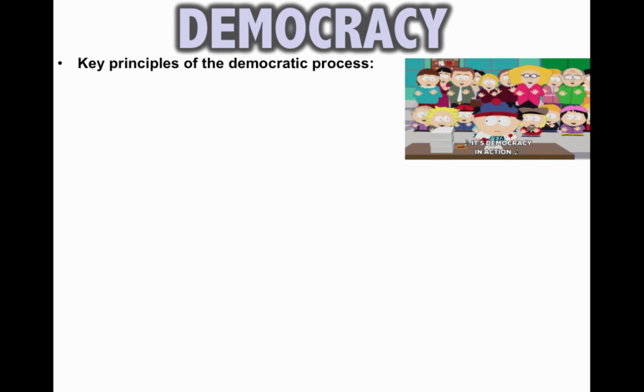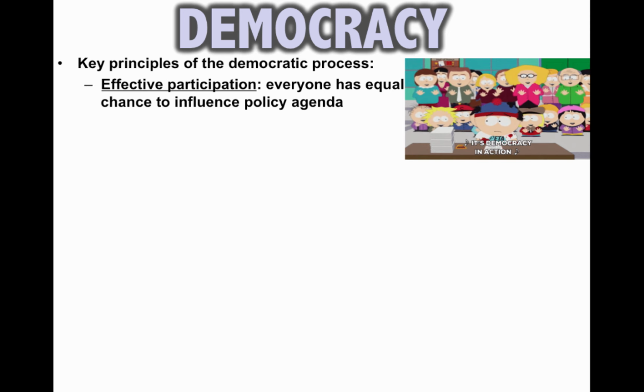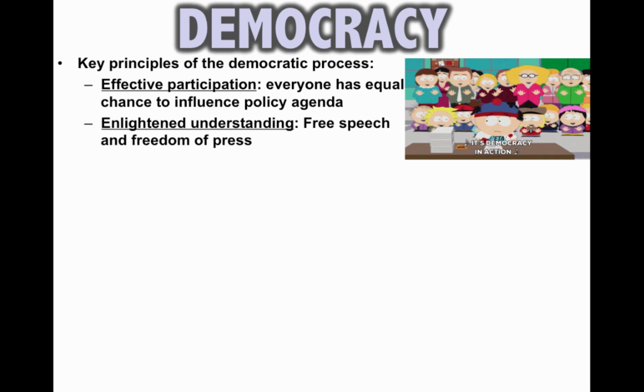So what does an ideal democratic process look like? According to traditional democratic theory, these are some key principles that democracies have. One is effective participation. Everyone has an equal chance to influence the policy agenda. All people can get involved. You have enlightened understanding, and this is really a part of the sharing of ideas, and free speech and freedom of the press allow this to happen.